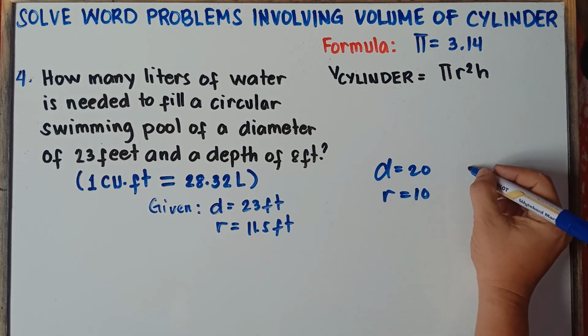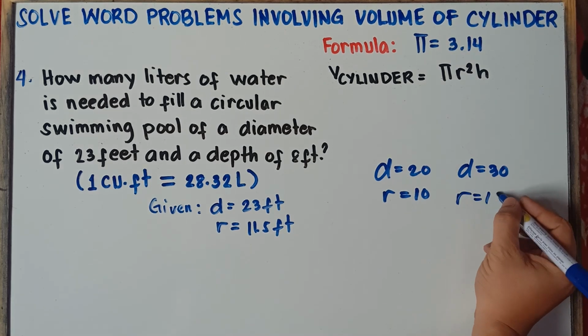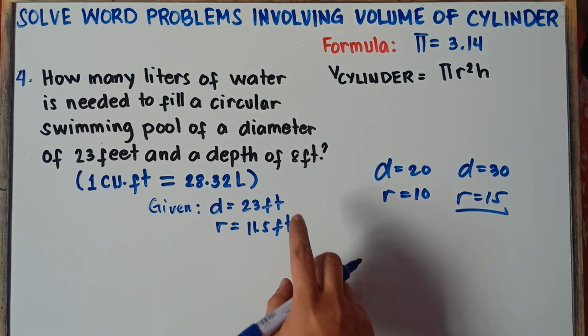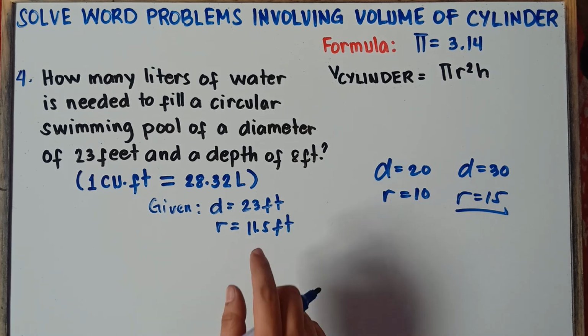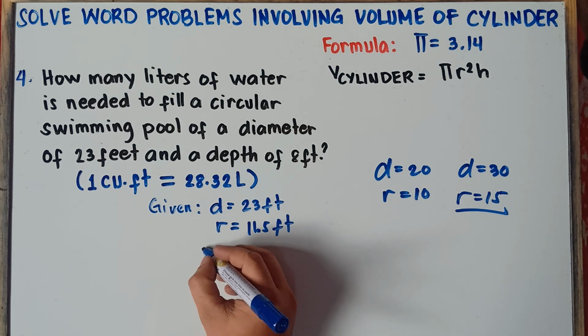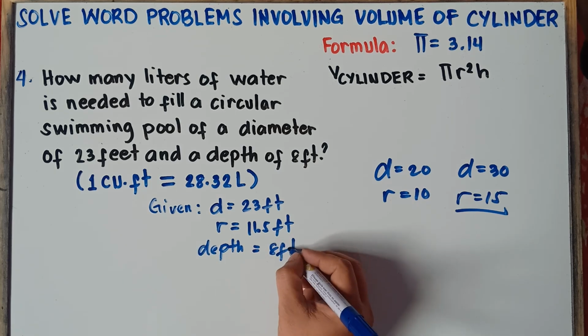Another example, if I say the diameter is 30, what would be the value of the radius, class? That's correct, the radius will be 15 because half of 30 is 15. So we already have the given diameter, 23 feet, therefore the radius would be 11.5 feet. And we have the given depth, so the depth is equal to 8 feet.